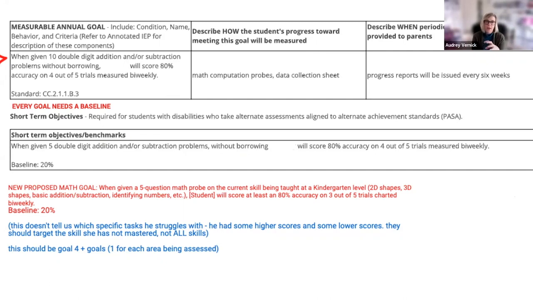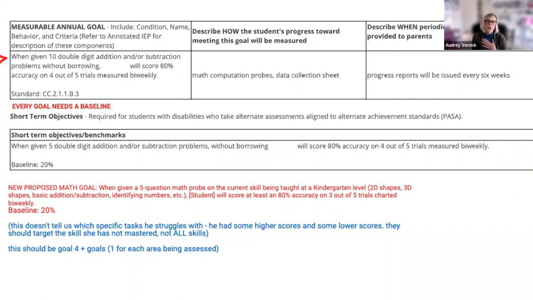Are they actually measuring him, giving him 2nd grade math problems to do for that double-digit addition and or subtraction problems without borrowing, right? You want to really be clear about that. So my proposed math goal that I suggested was, when given a 5-question math probe on the current skill being taught at a kindergarten level, 2D shapes, 3D shapes, basic addition, subtraction.